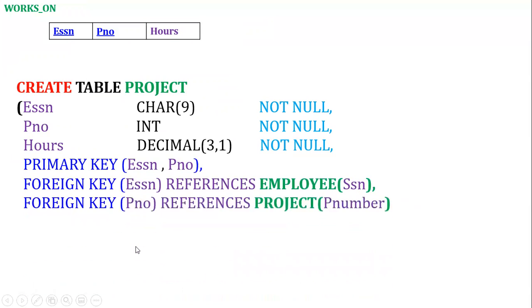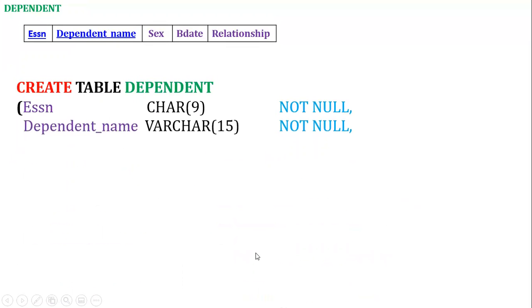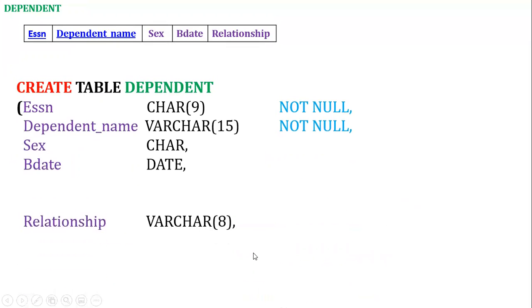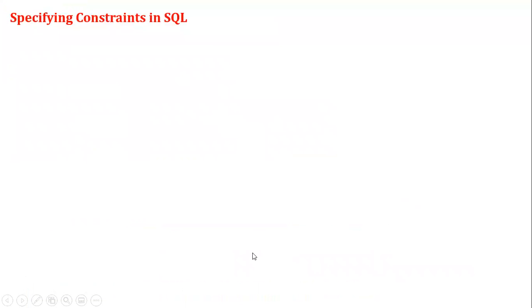Here I have 2 foreign keys, ESSN from the employee table and P number from the project table. We can have more than one foreign key in a table as well. So these are some basic examples for creation of tables using the create command. This is the simple technique for creating the tables and the schema.